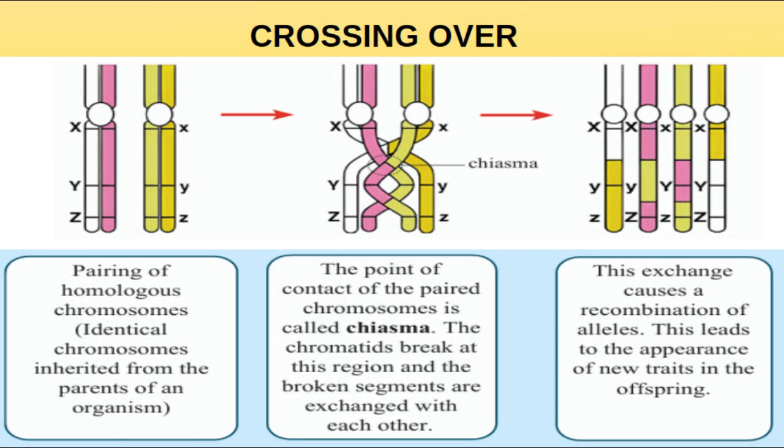Crossing over. Pairing of homologous chromosomes, identical chromosomes inherited from the parents of an organism. The point of contact of the paired chromosomes is called chiasma. The chromatids break at the region and broken segments are exchanged with each other. This exchange causes recombination of alleles. This leads to the appearance of new traits in the offspring.